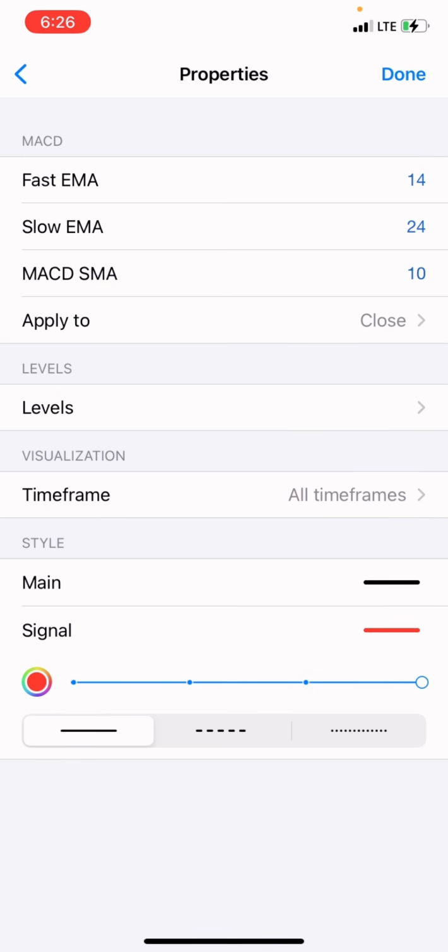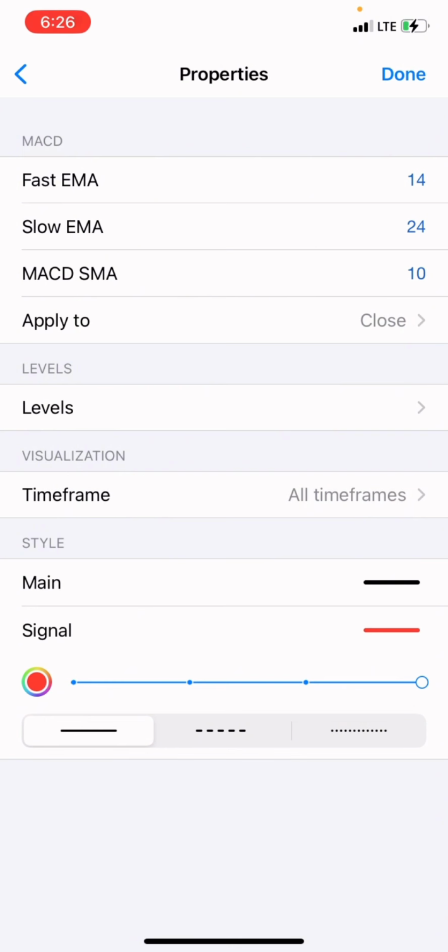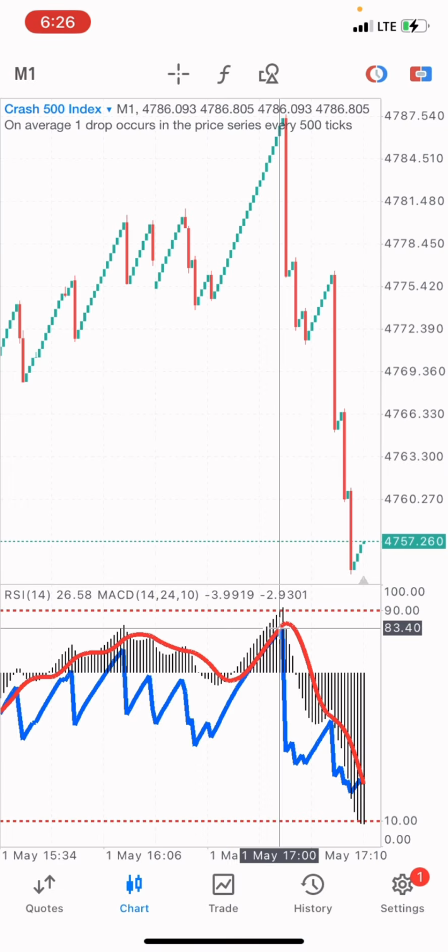We put the other one on 4 pixels. The main, I'm going to use the color black, while the signal, I'm going to use the color red. All right, then this straight line pattern, which is the first trend line pattern here, as you can see here. Then I would click on done.